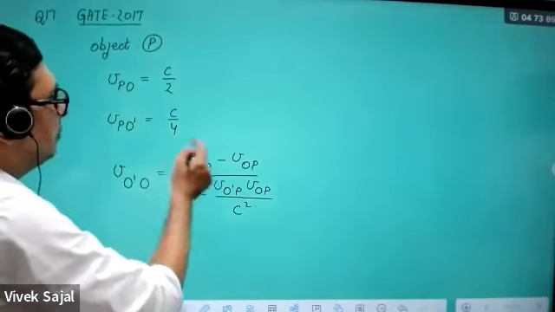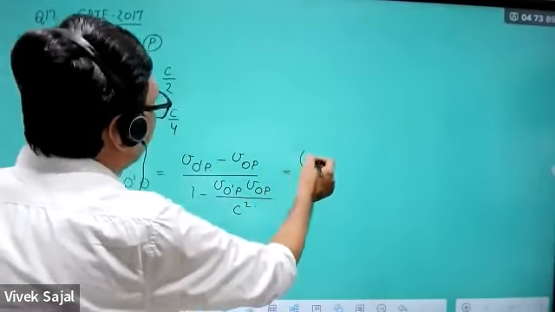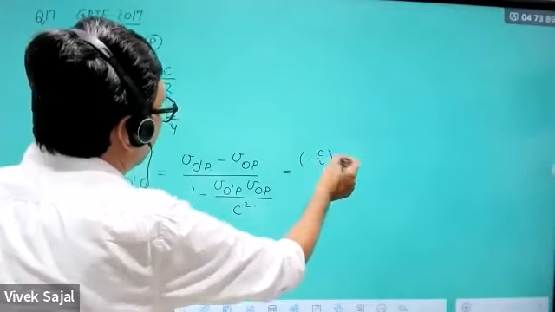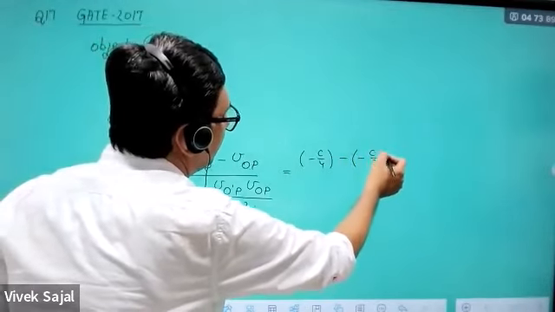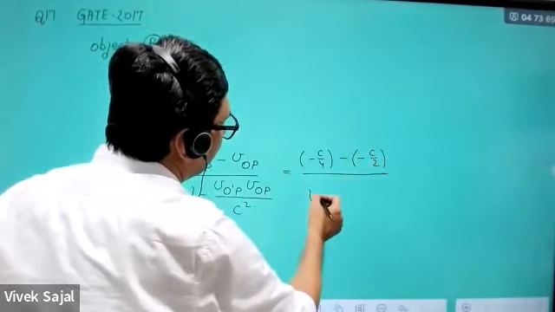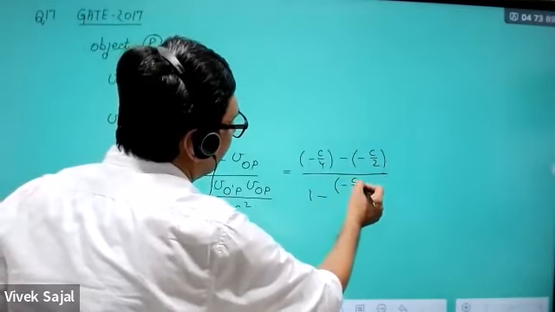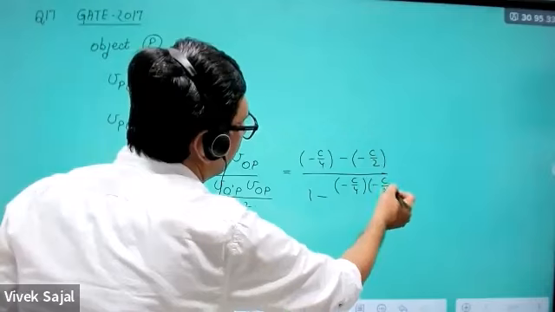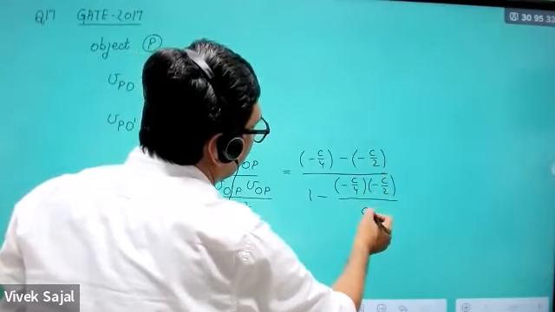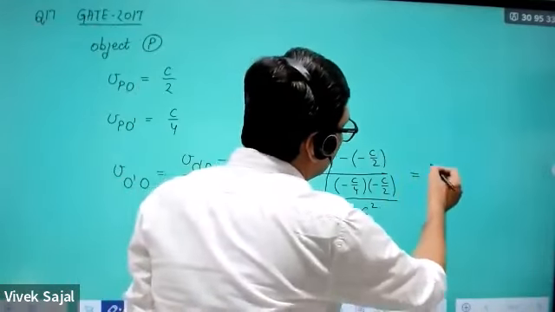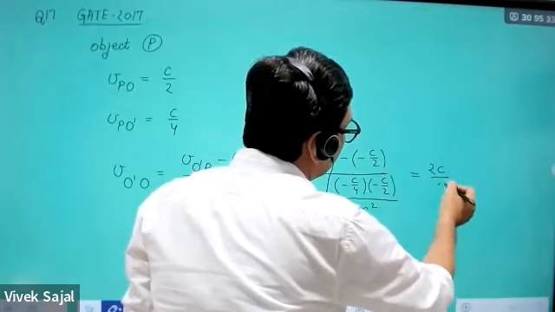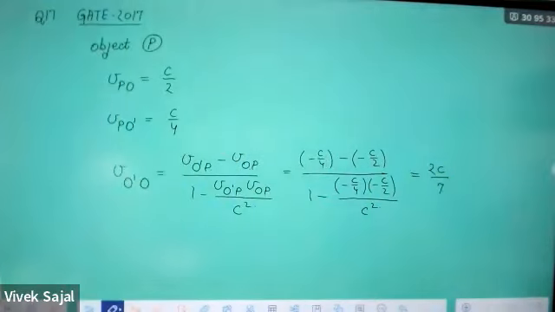So O prime P will be minus c/4, and OP is minus c/2. Minus c/4 minus (minus c/2), divided by 1 minus (c/4)(c/2)/c squared. This will be the velocity of O prime with respect to O. Tell me, beta, how much is it? 2c by 7. Very correct, beta. 2c by 7. This will be your answer.